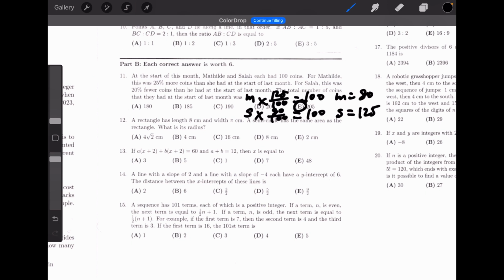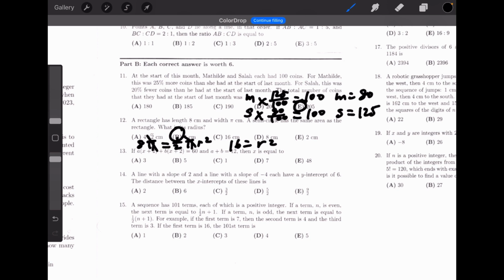Number 12. A rectangle has a length of 8 cm and a width of pi cm. A semicircle has the same area as the rectangle. What's the radius of the semicircle? So the area of the rectangle would be 8 pi. And the area formula for a semicircle would be 1/2 of a circle, which would be 1/2 of pi r squared. And we can cancel the pi. Therefore, we're left with 16 equals r squared.